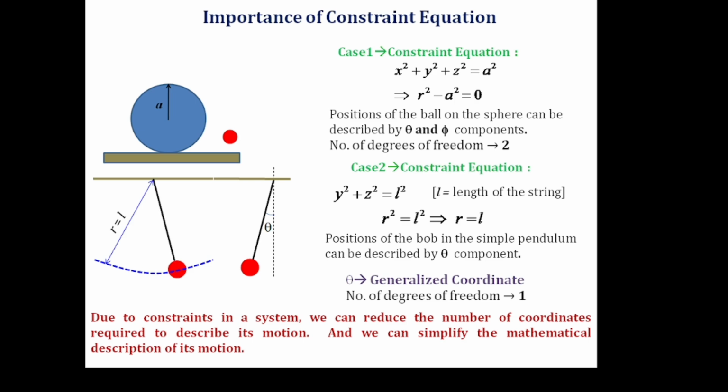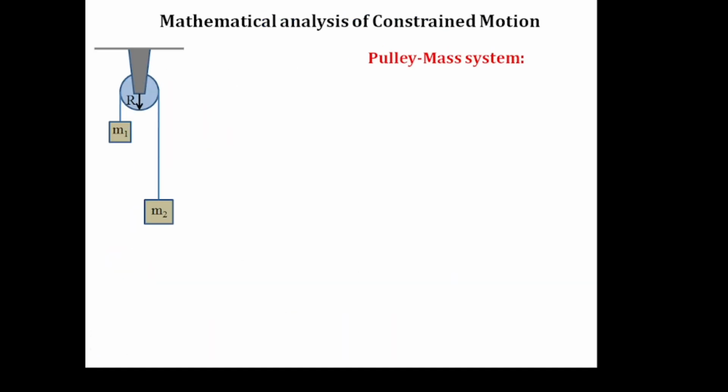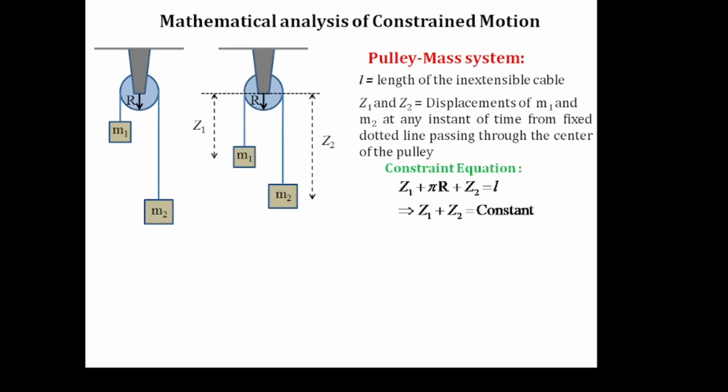So due to the constraints in a system, we can reduce the number of coordinates required to describe its motion, and this is the importance of constraint equations. Now we will discuss the pulley mass system. So this is important for numericals, and this is the mathematical analysis of constrained motion.